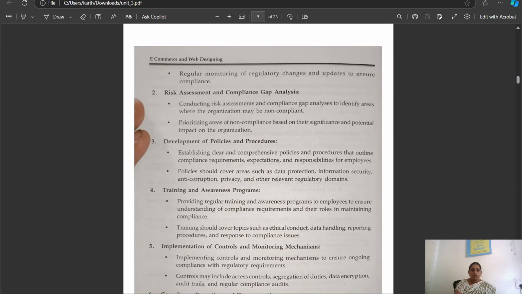The next one, training and awareness program. Providing regular training and awareness programs to employees to ensure understanding of compliance requirements and their roles in maintaining compliance. Training should cover topics such as ethical conduct, data handling, reporting procedures, and response to compliance issues.